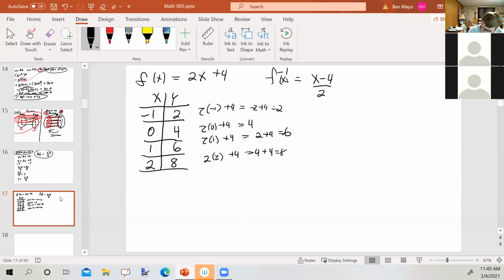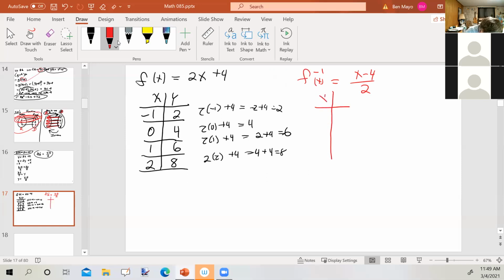All right, what I'm actually going to do here, I should have done this to start with. I'm going to erase this and I'm going to write it using red. Okay, so let's do the inverse in red. I'm going to pick the following x values: 2, 4, 6, and 8. I just felt like picking those out of thin air.